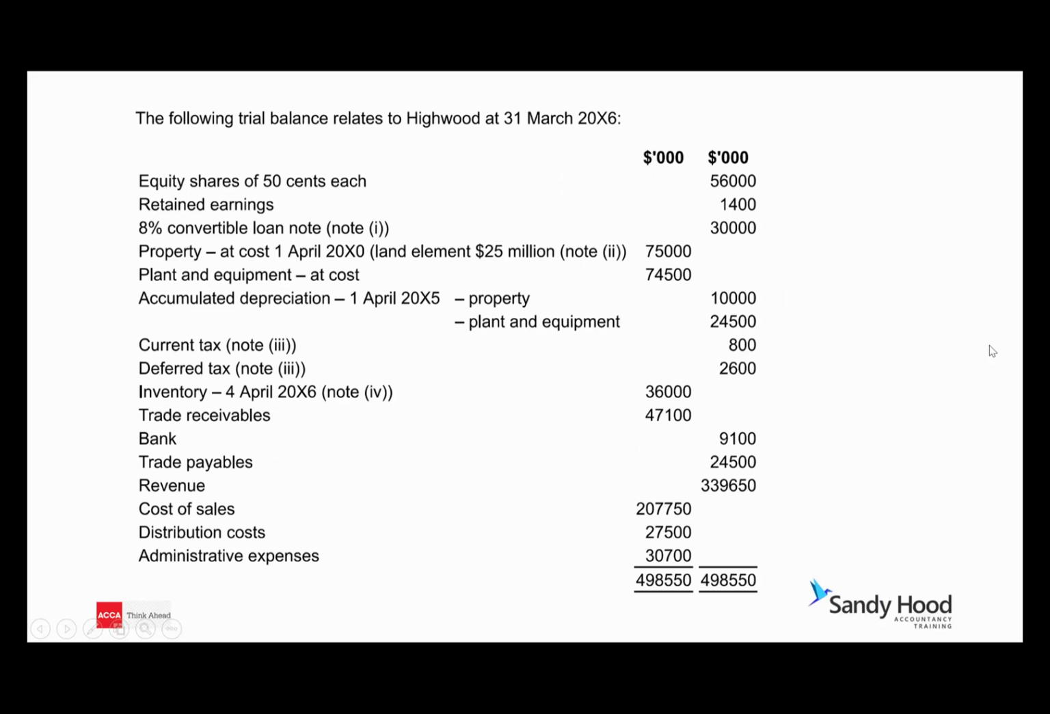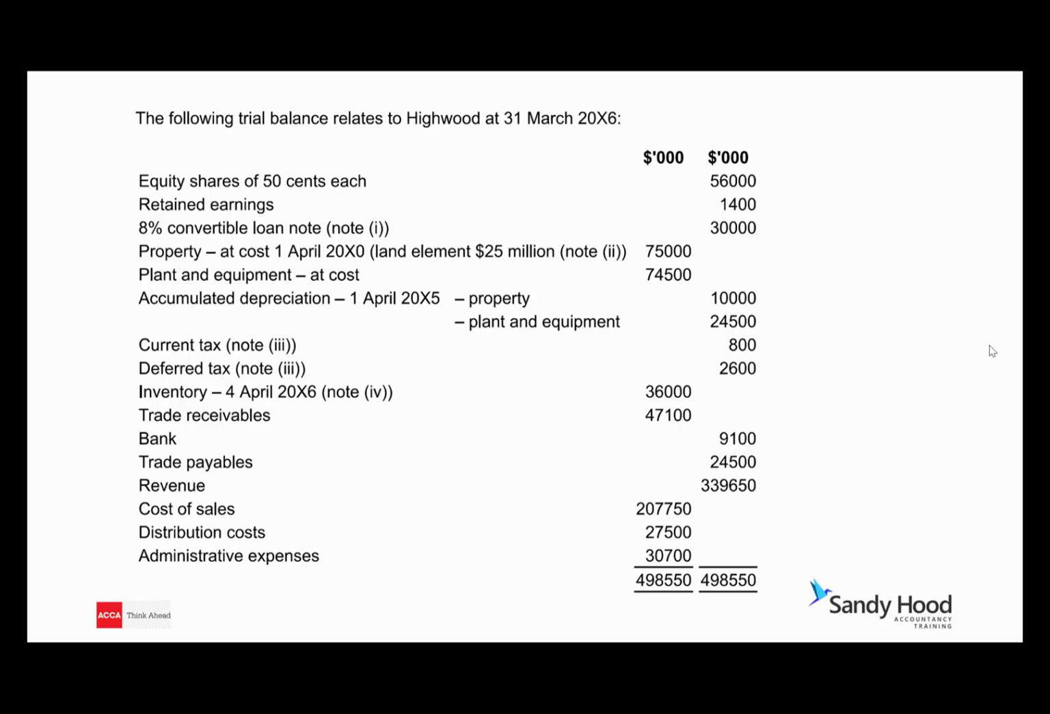Here's the detail. We've got a trial balance. Fair enough. We've got equity shares. They're not $1 each, so we've just got to bear that in mind, that the number of shares is going to be double the value of those shares. We've got some retained earnings. Presumably this would relate to the 1st of May 2005, and then a convertible loan note. So immediately you can clock that in your head that we're going to have to do a way of isolating the debt component from the equity component.